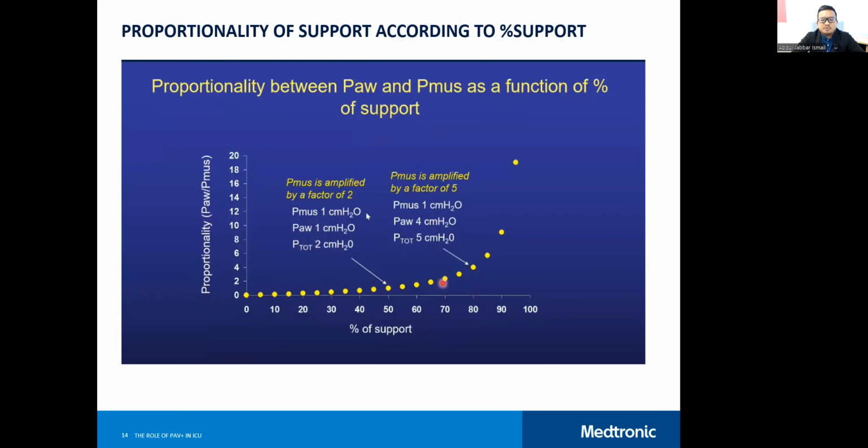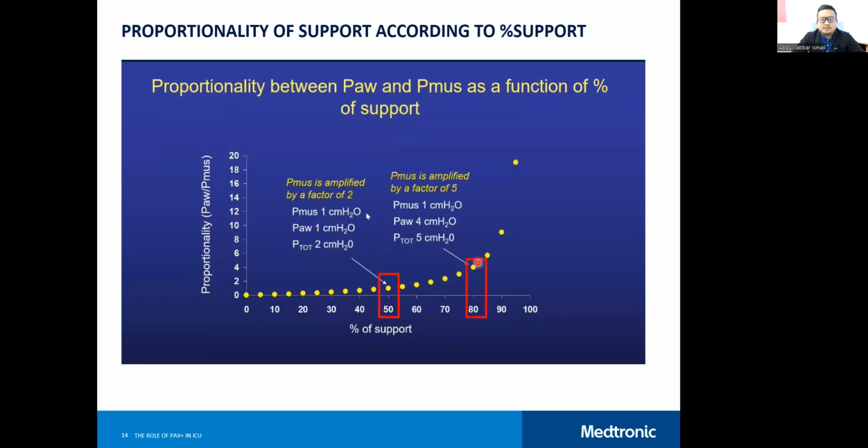When you put the percentage support at 80%, the P mus will actually be amplified by a factor of 5. The support will be a factor of 5. For example, if P mus is 1 centimeter water, the P vent will be given as 4, because when they become total, 4 out of 5 is considered 80% support.